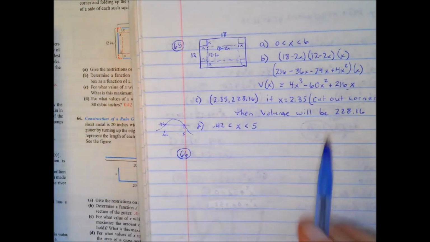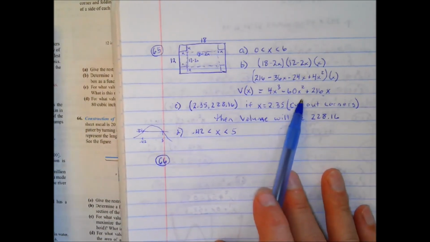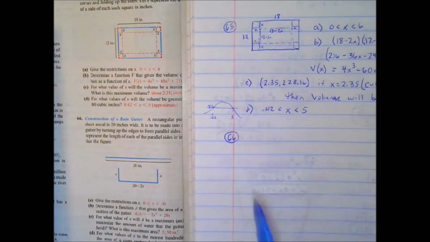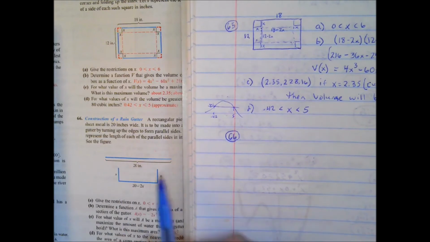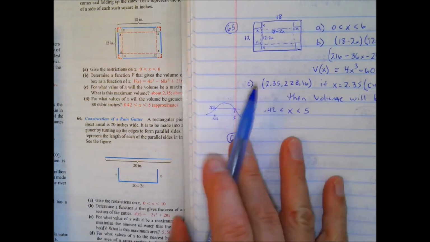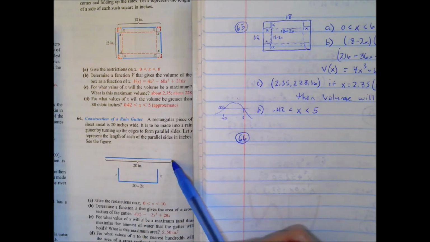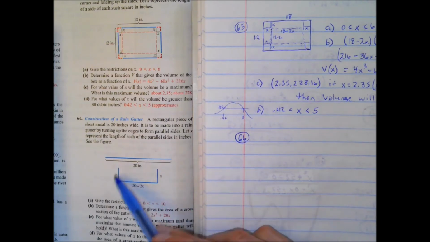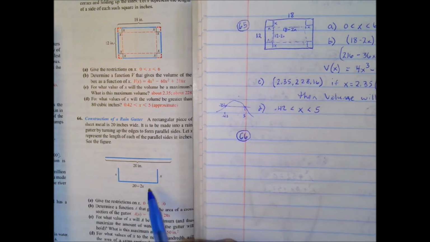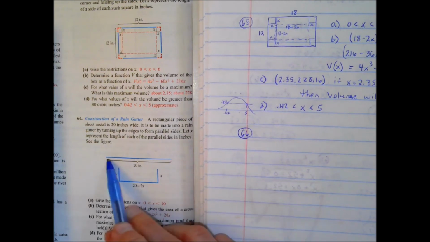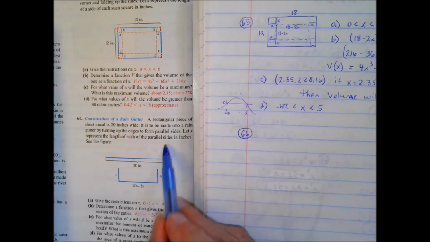I'm not sure if you got all that up there, but there it is. Okay, 66, we have a gutter that looks like this. Rain falls in there and so forth. It's 20 inches. We have a piece of metal that's 20 inches wide, and we're going to bend it up. So when I bend up and make these x, this distance at the bottom would be the whole distance minus x, right? If we just take that and fold them up on either side.